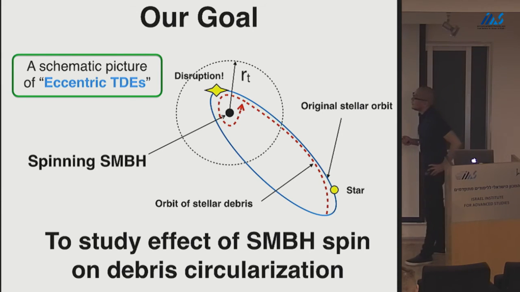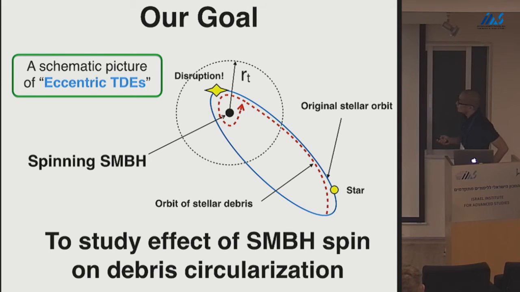And this is a schematic picture of eccentric TDEs. This is a spinning supermassive black hole here, and this is the tidal disruption radius. The star is here, and the blue curve shows the original eccentric stellar orbit. And after disruption, the stellar debris should be circularized like this.